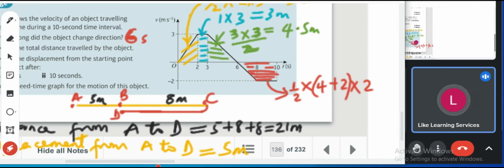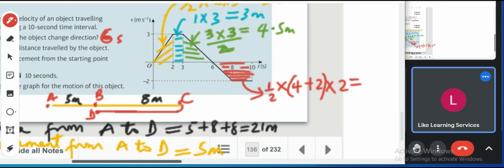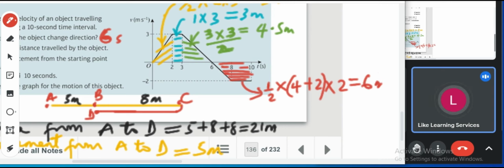Half times the sum of parallel sides, 4, that's 6 to 10, 4. 8 to 10 is 2. So half times 4 plus 2, then times the distance between parallel sides, which is 2, from here to here, 2. Alright, so that will give us 6. Then that's 6 meters.